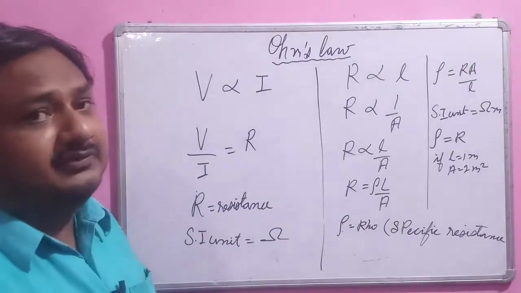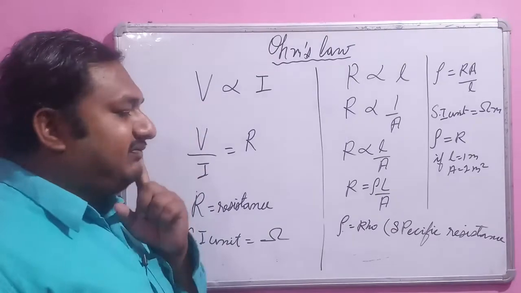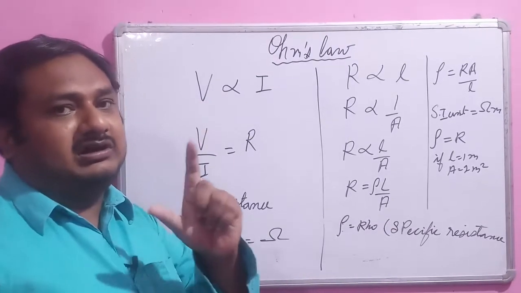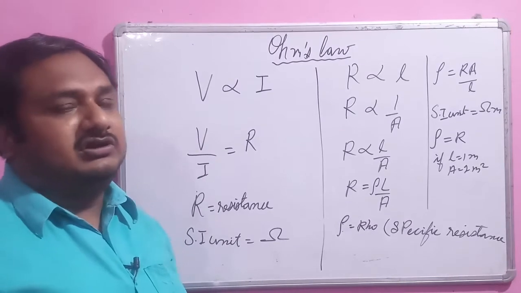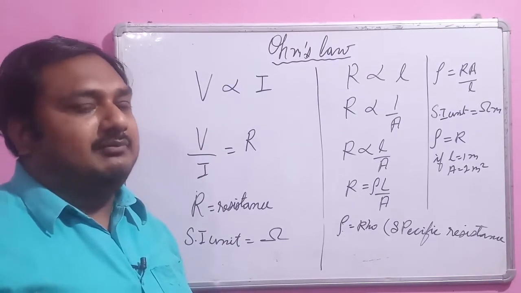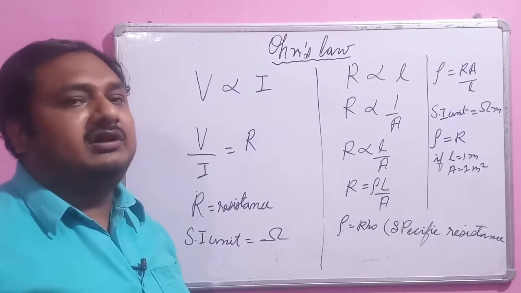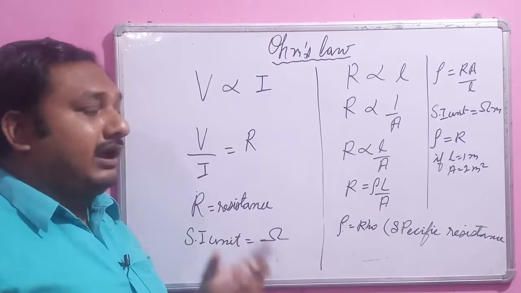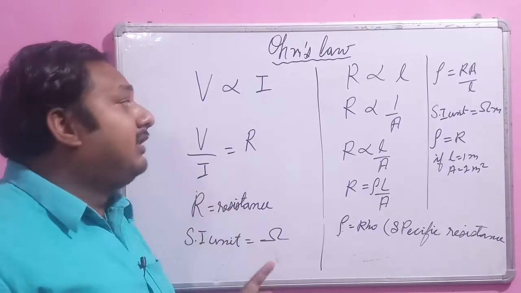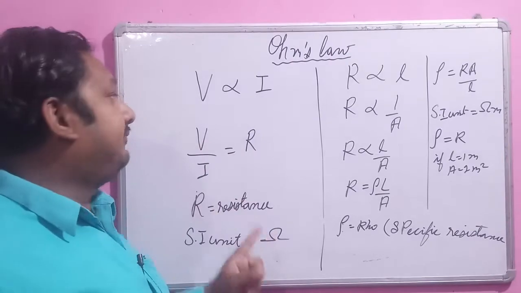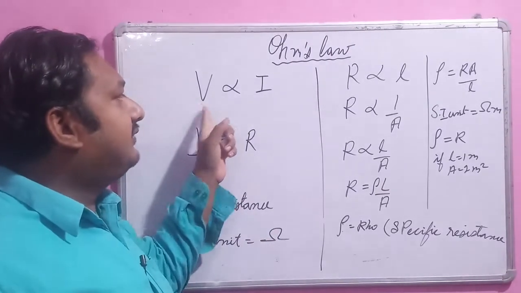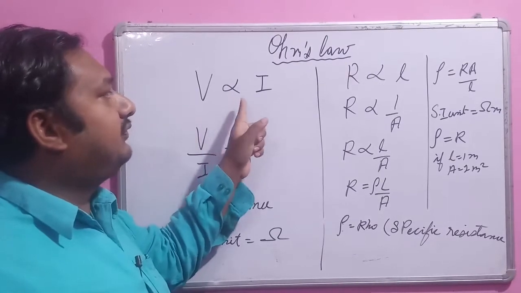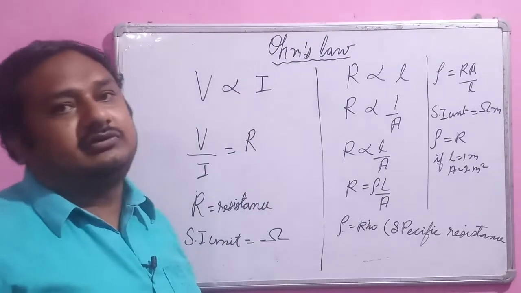What is that relationship? According to him, if the physical condition and material of the conductor remain constant, physical condition means there should be no voltage fluctuation, temperature, etc. There may be a lot of physical conditions, and the material of the conductor should be constant. If all these things are constant, then potential difference across a conductor is directly proportional to current flowing through that conductor.